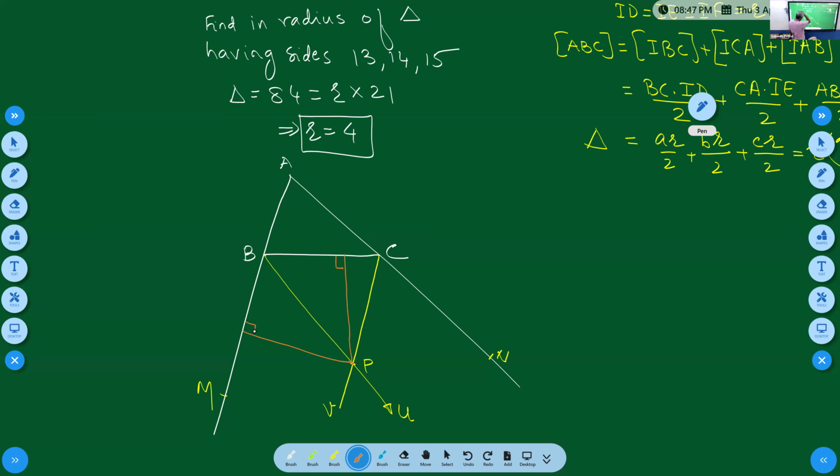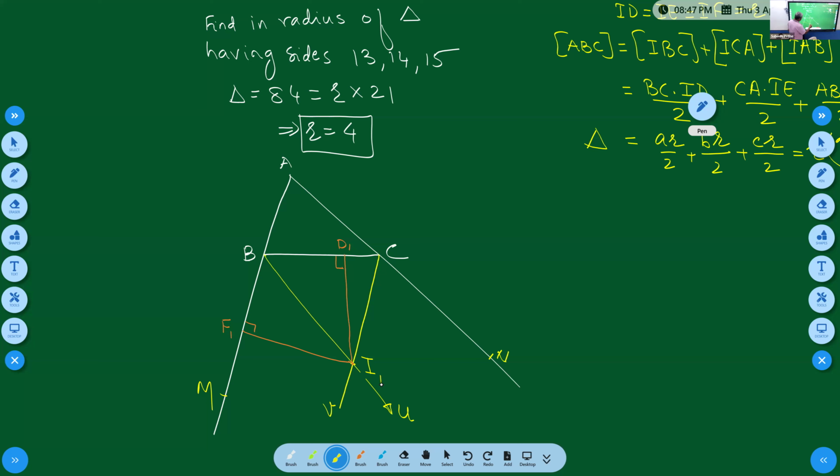So let me give some notation. Let us call this D1 and this F1. And instead of P, I'm going to call it I1. Inside it was I. Now, for the first time, I am doing the work opposite to A. So I call it I1.